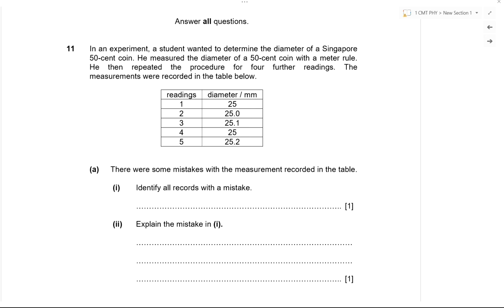You pick up the ruler, you see the little division over there? Can you break that small division of 1 mm into 10 microns? You cannot. Your eyes are not good enough. The meter rule is not precise enough. So what can you tell me about this person's readings number 2, 3 and 5? It's nonsense. He cannot write that because it is not precise enough. The best he can do will be 25, reading number 1, and 25, reading number 4.